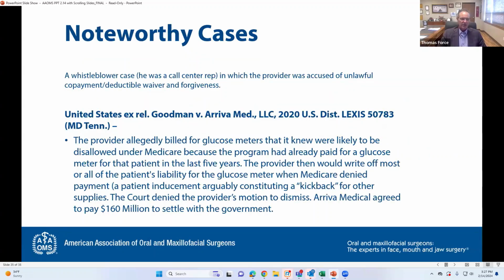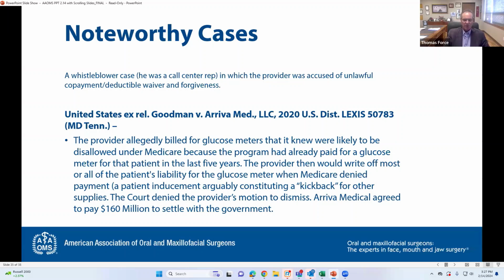All right. Another case, this is from a whistleblower. He was a call center rep in which the provider was accused of unlawful co-payment and deductible waiver and forgiveness. So in this case, the provider allegedly billed for glucose meters that it knew were likely to be disallowed and not covered by Medicare. The provider then would write off most or all of the patient liability for the glucose meters when Medicare denied the payment, which is a patient inducement, arguably a kickback, so that they can get the patient to agree to other supplies that they can get covered.